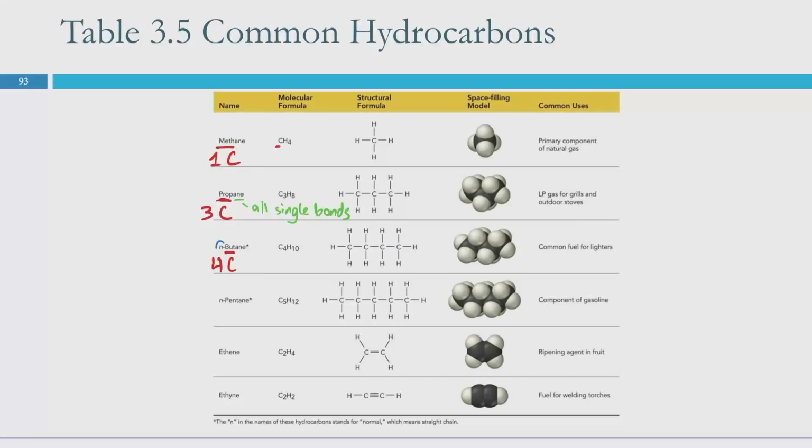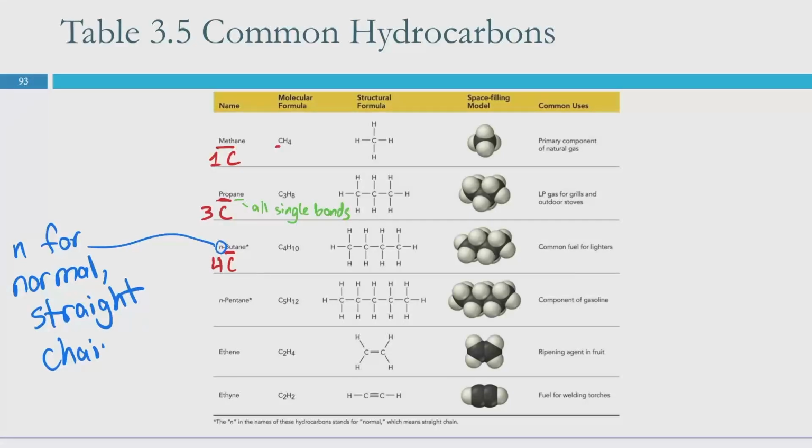The N that gets added to the front, I think it stands for normal, but it basically means that it's a straight chain. So they're all lined up. There's no branching happening. When branching occurs, we get to have more fun. But not as much fun as when we're functionalized.